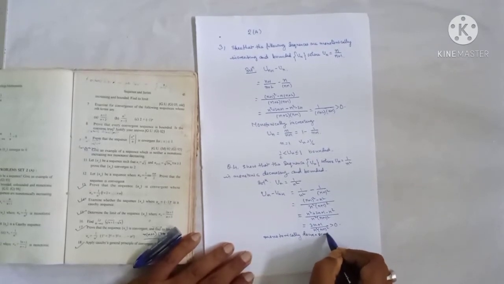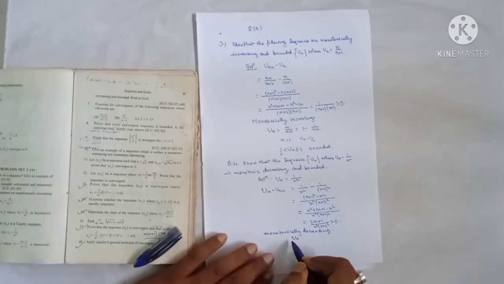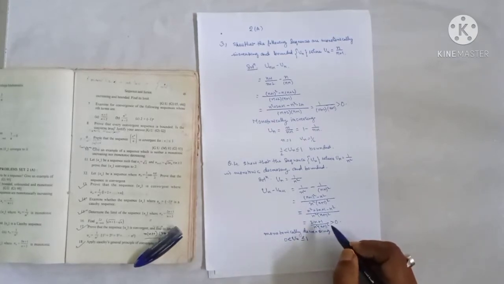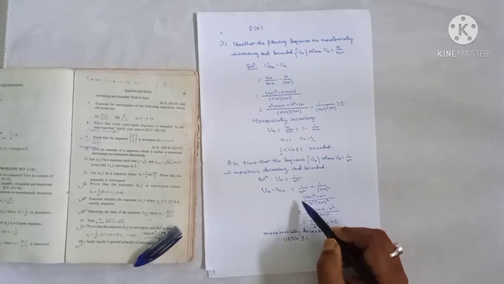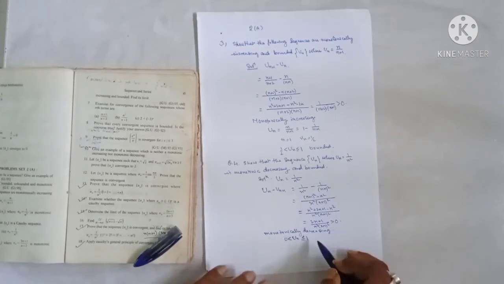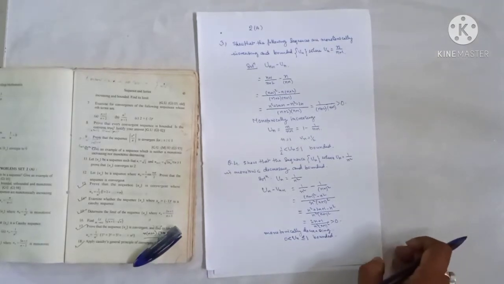It is monotonically decreasing, and your un is greater than 0, but it is less than or equal to 1, because for n equal to 1, it is 1, and the rest will be less than 1, and all the values will be greater than 0, so this is bounded.